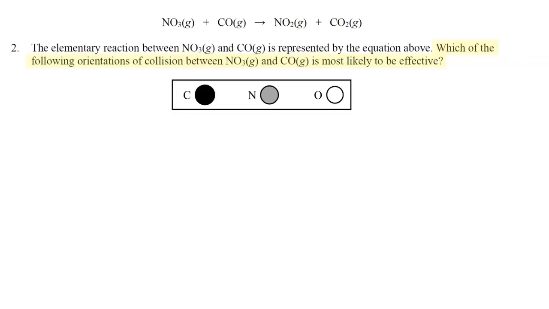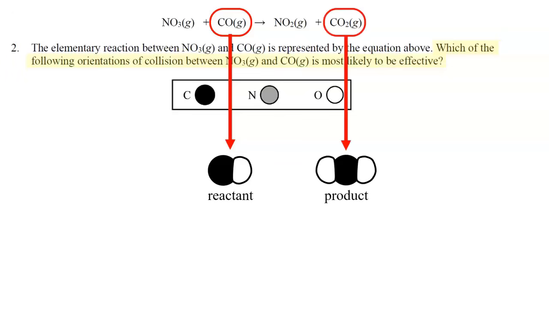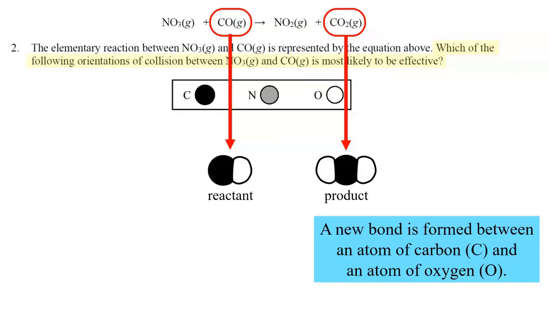So we can see that on the left side of the equation, we have the molecule CO, or carbon monoxide, and on the right side of the equation, we have the molecule CO2, or carbon dioxide. So we have CO, the reactant, being transformed into CO2, the product. That means that in order for this collision to be successful, a new bond must be formed between an atom of carbon and an atom of oxygen. And so that's what we're looking for among the 4 choices in question 2.